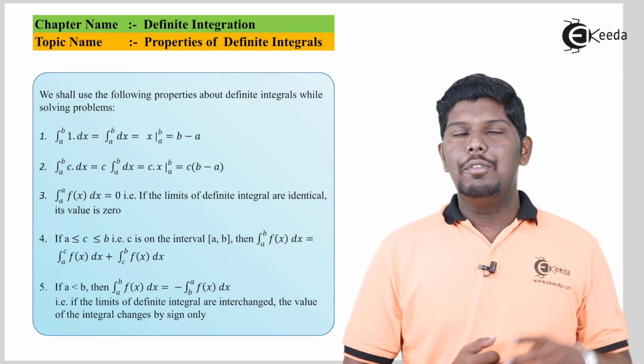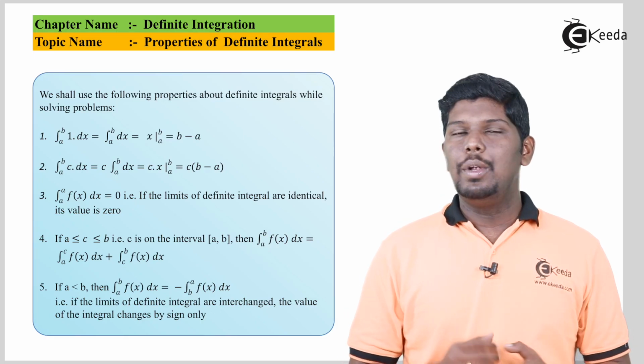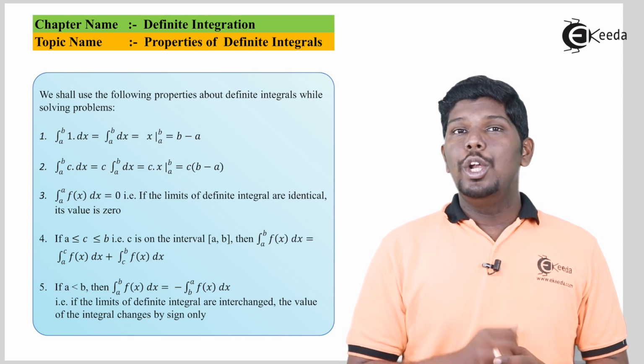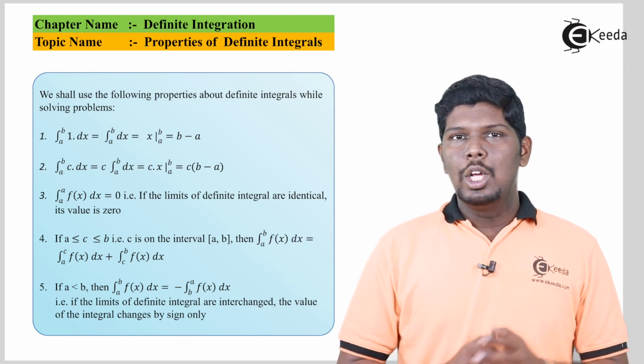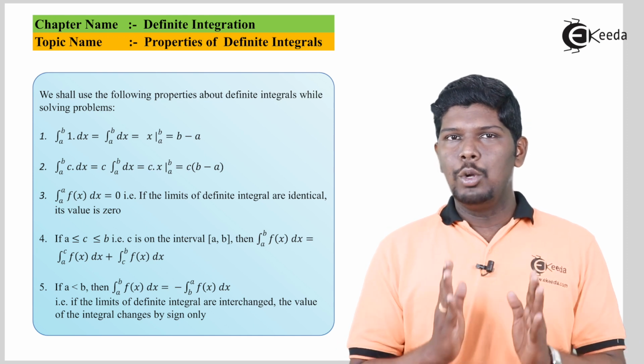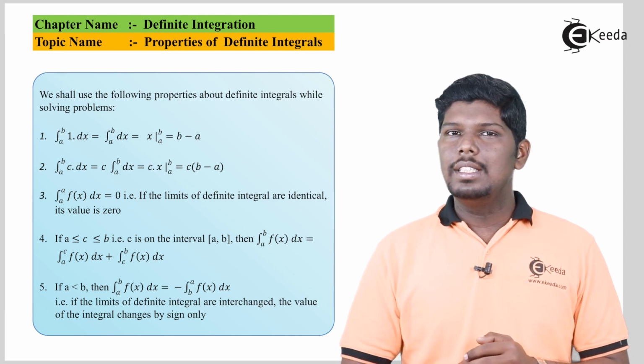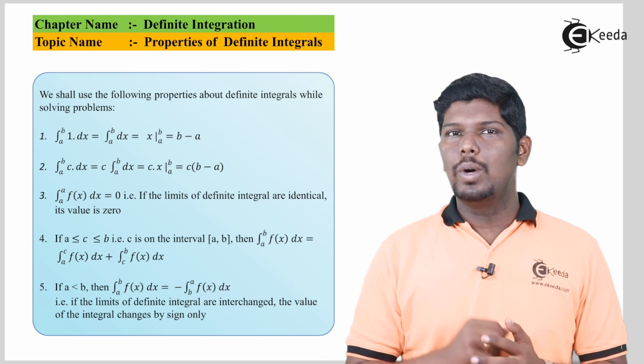The first property we have is integral a to b dx. Now integration of dx is x. So we are going to substitute x as upper limit and then we are going to subtract it by lower limit. So integration of dx will give you x from a to b. And the final answer will be upper limit b minus lower limit a.